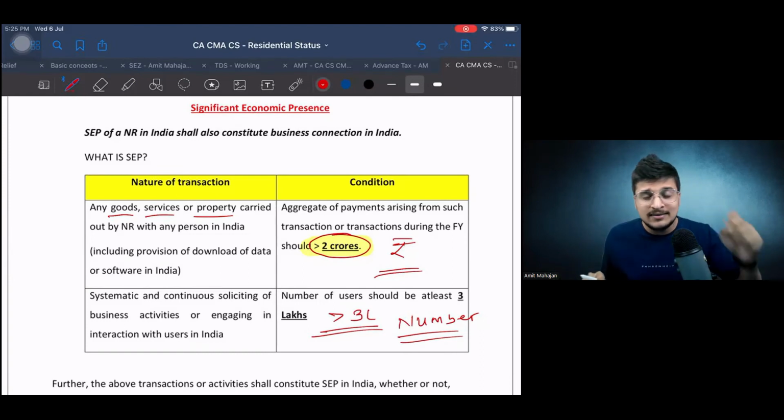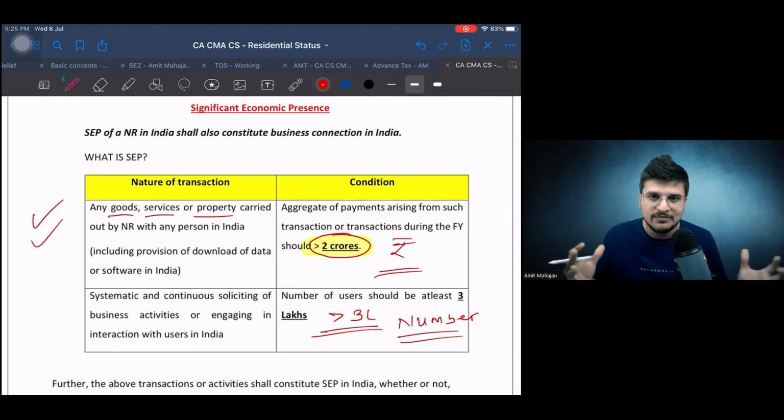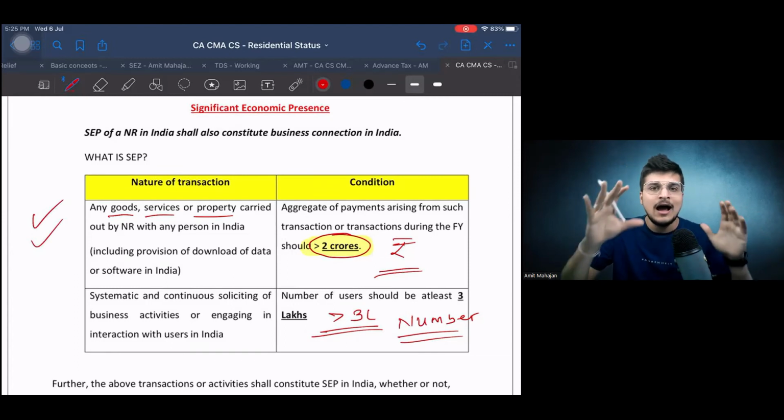दिस वॉज द कॉन्सेप्ट ऑफ सिग्निफिकेंट इकोनॉमिक प्रेजेंस विच गॉट इंट्रोड्यूस्ड in the income tax act, and it was applicable from 1st of April 2022। पहले के recordings में this point was not there because this was not applicable, and this entire part was not introduced only, and that is why I thought of making a separate video for this one। I hope you understood the concept.